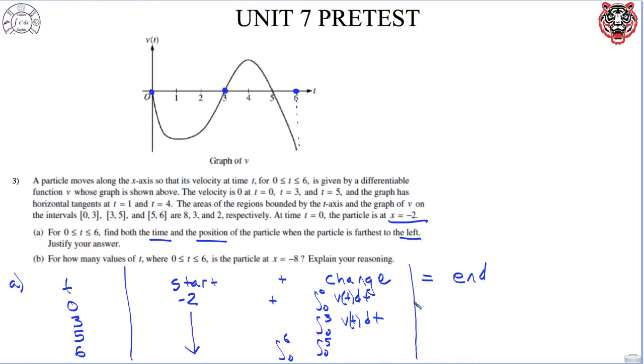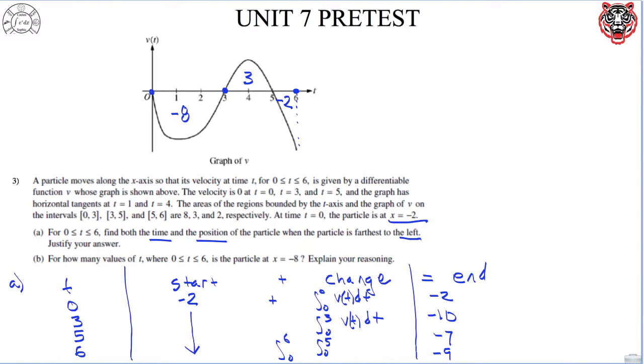It tells you what our areas are, so I should write these in here. Between 0 and 3 is 8, between 3 and 5 is 3, and between 5 and 6 is 2. So this is actually pretty easy math. It's going to be -2 for the first one. For 3, it's -2, and then I add a -8, so that's a -10. Then I go backwards to a -7, and then add -2, so I go to -9. -7 plus -2 is -9.